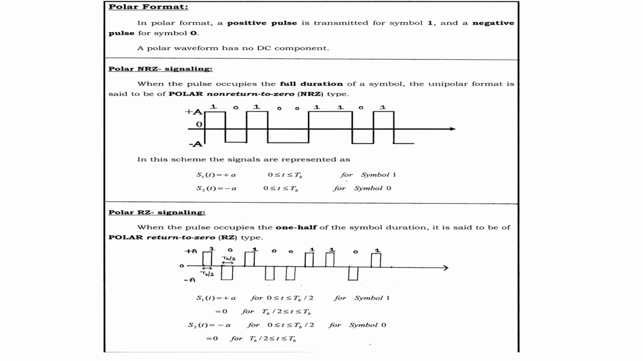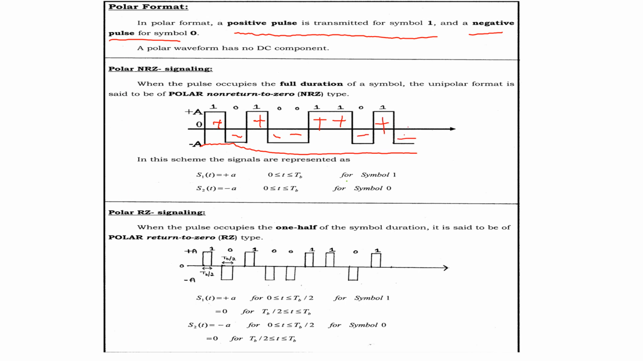Now when you come to the polar format, a positive pulse is transmitted for symbol 1 and a negative pulse is transmitted for symbol 0. Symbol 0 is considered a negative amplitude and symbol 1 a positive amplitude. This is the waveform for the polar non-return to zero technique. Symbol 1 has the positive amplitude and symbol 0 has the negative amplitude. Again it is positive, and here two zeros give two negative amplitudes, and here it is again plus, and here minus.